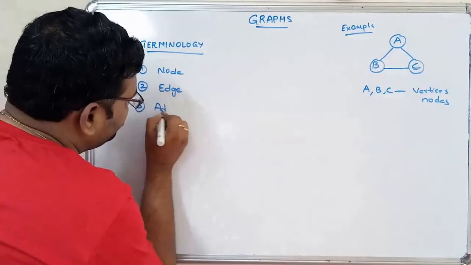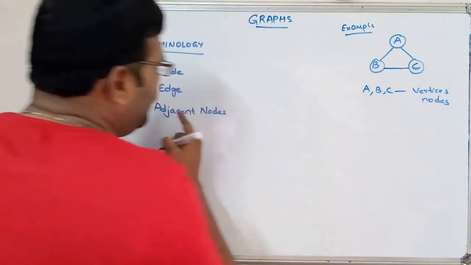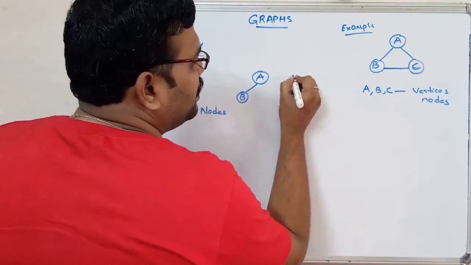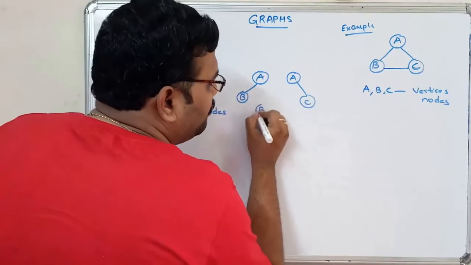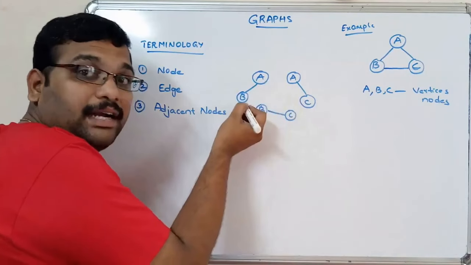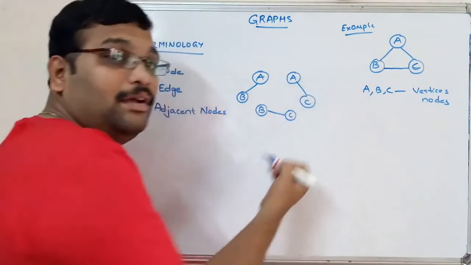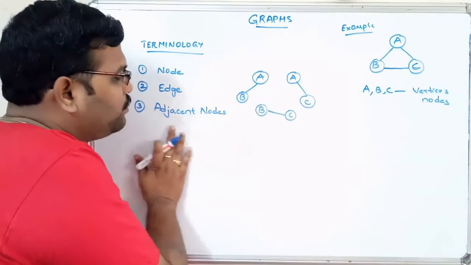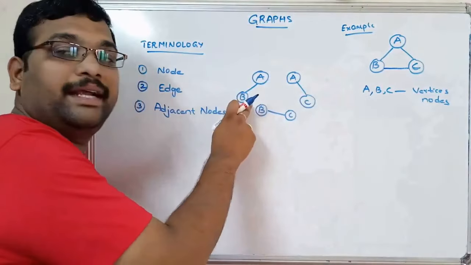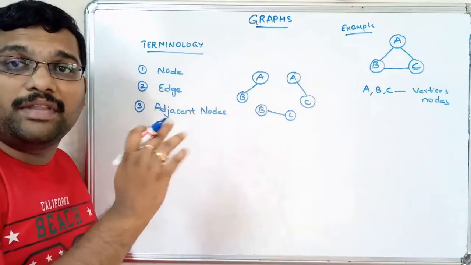And the third one is adjacent nodes. If you consider any edge, let us take an example, A, B, and similarly A, C, similarly B, C. So there are three edges, right? For this edge, the nodes A and B are the starting and ending points. For this edge, the node B is the starting point, C is the ending point. For this edge, A and C are the end points. So adjacent nodes means the nodes which connect an edge, those nodes we call adjacent nodes. In this example, A and B are adjacent nodes. Similarly, A and C are adjacent nodes. Similarly, B and C are adjacent nodes.